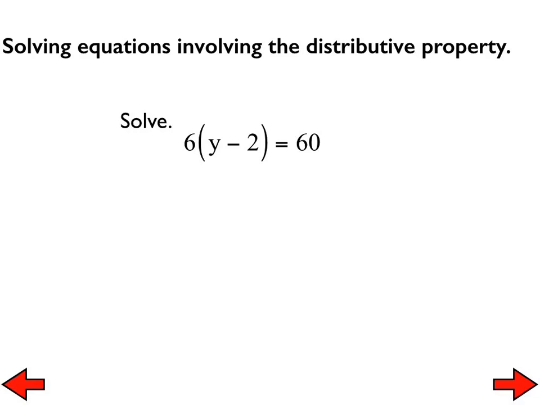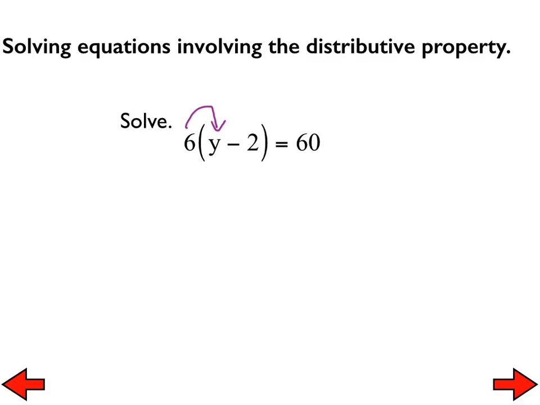And write this problem down off to the side, please. The distributive property, as we've seen before, is a way of getting rid of parentheses. We multiply the 6 by everything inside of the parentheses. So what I'm saying is this. We should multiply the 6 times the y.